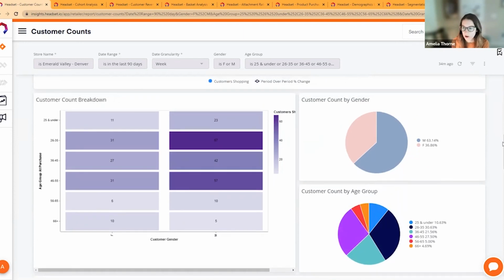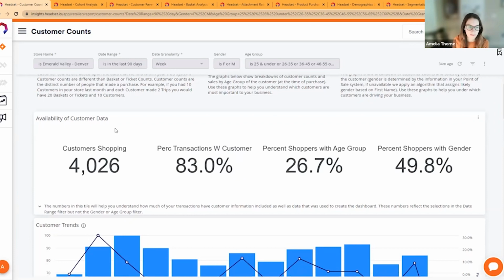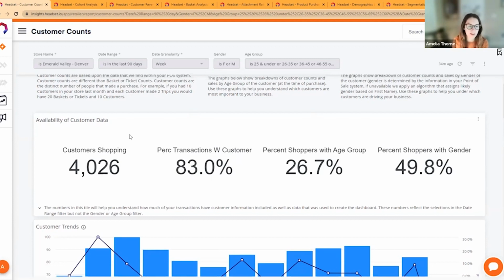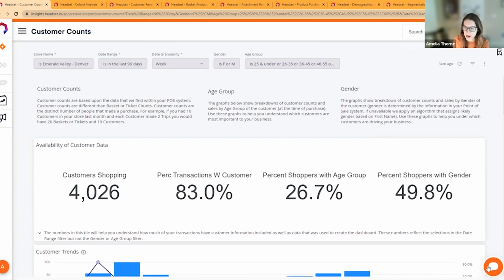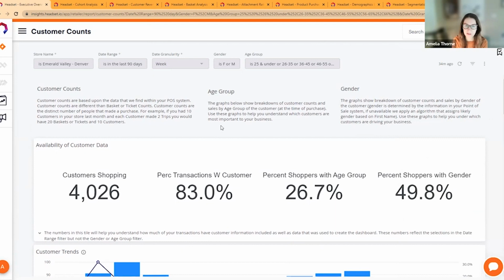Okay, so quick overview of what your customer accounts look like. This is also a good place to verify that your customer accounts line up with what you think they are. If there are any data discrepancies, you can chat into our support bubble here, and they can help you out if something looks off and needs to be adjusted. Okay, so that's customer accounts.